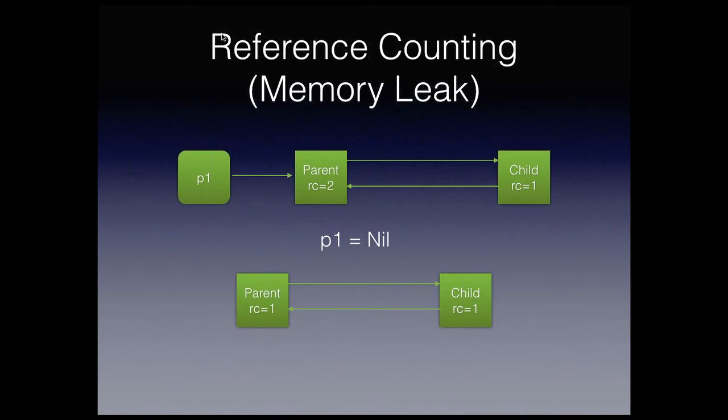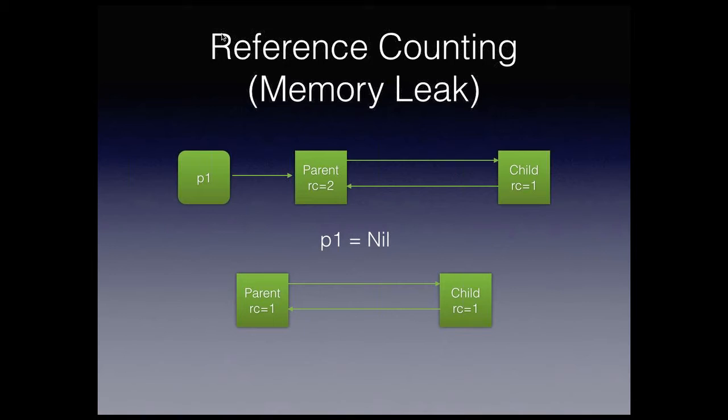You've got a P1 here on the left, which is a variable that's pointing to an instance of a parent class. It can be anything, really. And the parent class points to a child class, but the child class also points back to its parent. So you've got this double situation here where the parent and the child each refer to each other. In this case, the parent has a reference count of 2. The P1 variable is the first reference, and the child referring back to the parent is the second reference. The child has a single reference count because just the parent is referring to it. So that's what the reference counts look like behind the scenes.